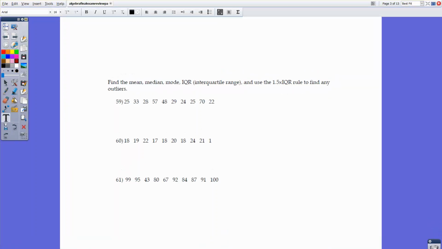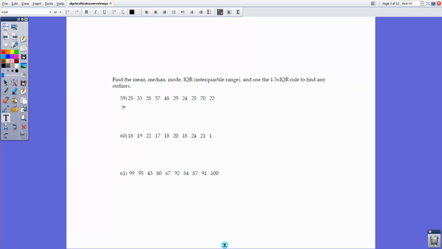Okay, so with number 59, the easiest way to get the median and the IQR and the mode for that matter is to sort all of the data. So if I start here, there are 10 different numbers here. Let's start with the lowest of those numbers, which in this case is 22. And I see I've got a 24, a 25, a 25. I've got a 28, a 29, and I've got a 48, a 57, and a 70. I'm missing one value. What did I miss? 33. I missed 33. So 33, 48, 57, 70. Okay? I know I could have tabbed over, but that's all right. So our data is all sorted.